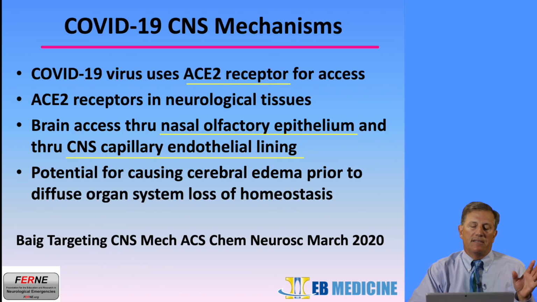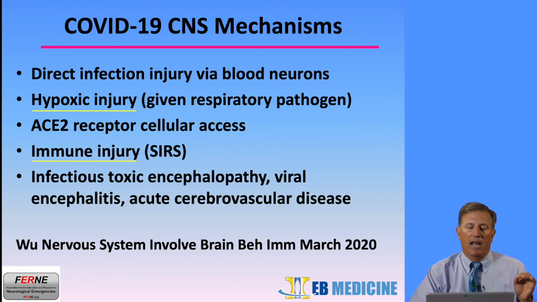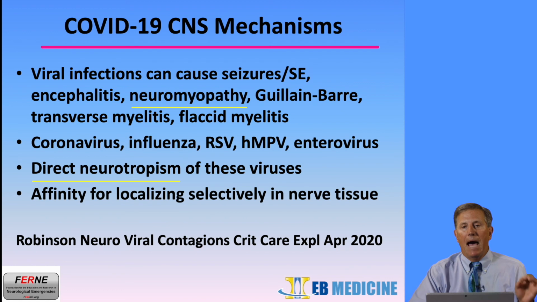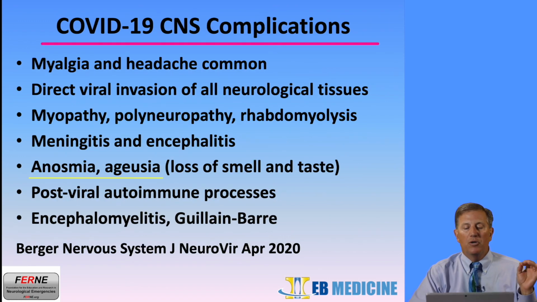The CNS mechanisms. ACE2 receptors are the binding site for the virus. The virus likes brain access through the nasal olfactory epithelium and the CNS capillary endothelial lining. There's hypoxic injury with COVID-19. There's immune injury and SIRS. We know there can be neuromyopathies that occur. And we know that the COVID-19 virus has a direct neurotropism, which means it prefers neurotissue. It can cause anosmia or ageusia, which is loss of smell and taste.